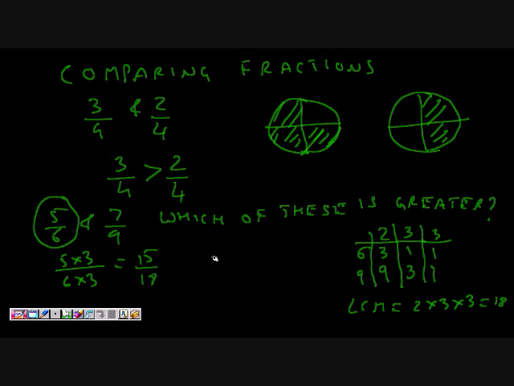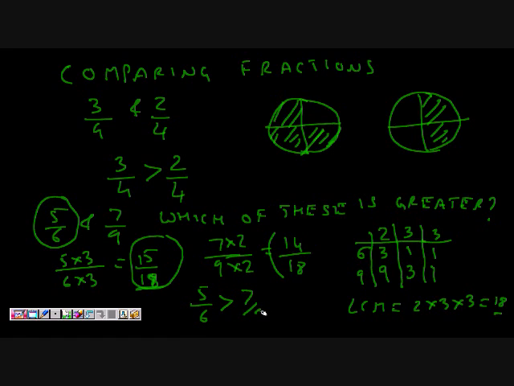Now 9 goes into 18 two times, so we multiply 7 by 9 by 2. So we get 14 by 18. As you can see, 5 by 6 can be converted to 15 by 18 and 7 by 9 is converted to 14 by 18. Now we have two fractions with the same denominator 18, and 15 is greater than 14. So we can say 5 by 6 is greater than 7 by 9.